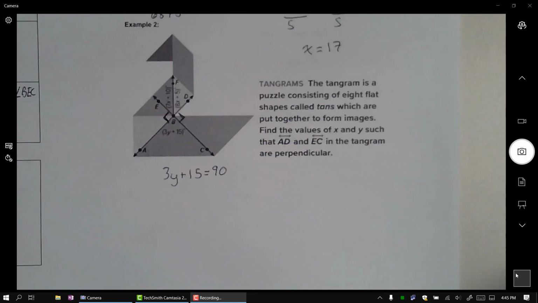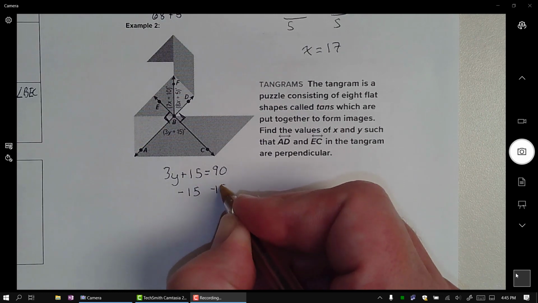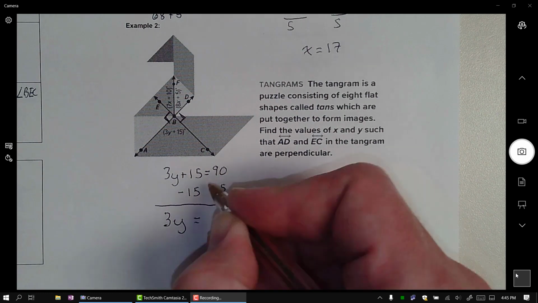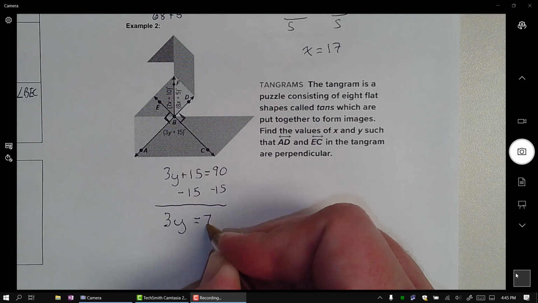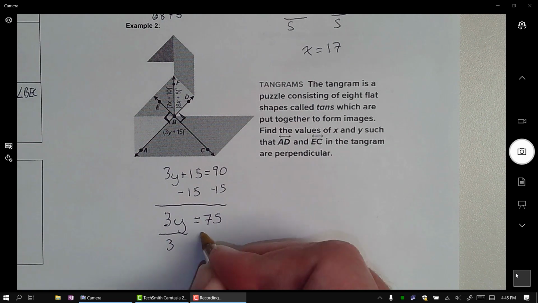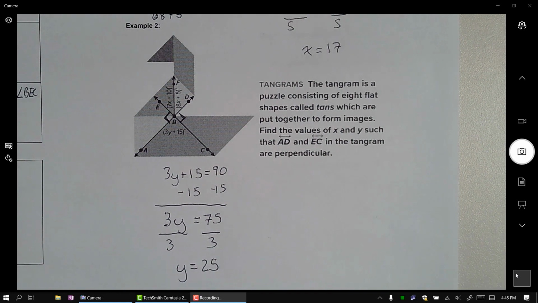I can subtract 15 from both sides. That's going to give me 3y equals 75. Divide by 3. I get y equals 25. So I've already solved for y.